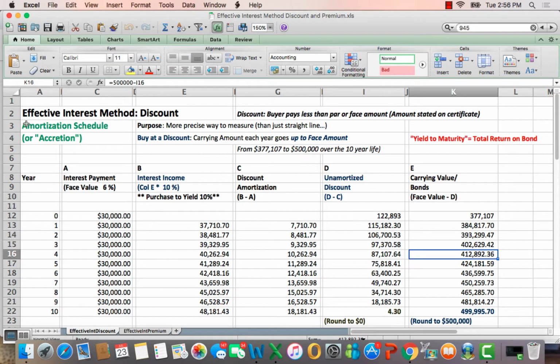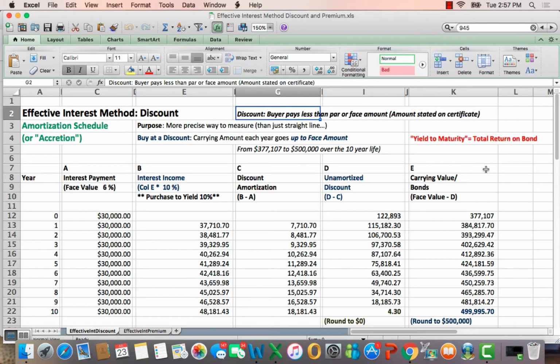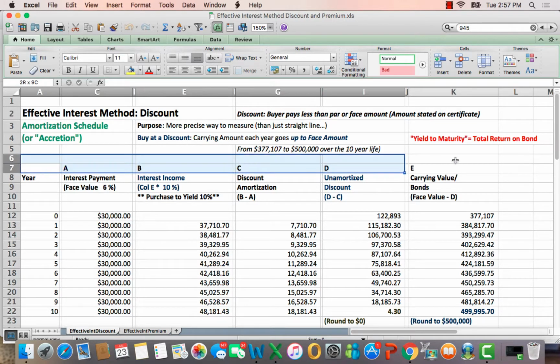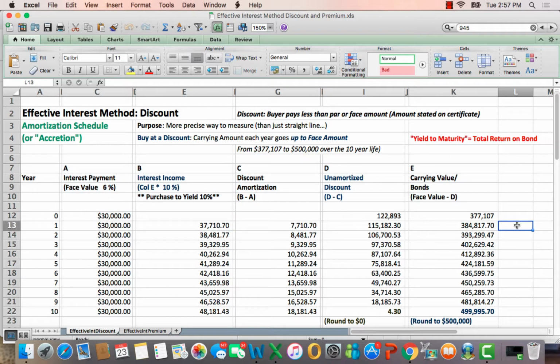This is part 2 of a discussion on using the effective interest rate method to account for the discount on a bond purchase. So in this case, the buyers purchase a bond for less than the face amount, the amount stated on the certificate. I had in the first video set up this discussion, and we start off with a carrying value of $377,107. So let's say that's what the investor paid for the bond, and at maturity they're going to get back $500,000.